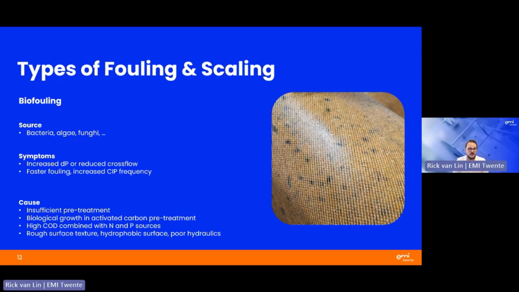And then there's also the unfortunate combination of having a high COD feed combined with nitrogen and phosphorus sources, which is then a very nice food source for biofilms to start growing on your membrane. Especially if you have a rough surface texture caused by, for example, scaling. If there's poor hydraulics due to, for example, particulate fouling and leading to dead zones in your membrane, again, making great breeding grounds for biofilm.